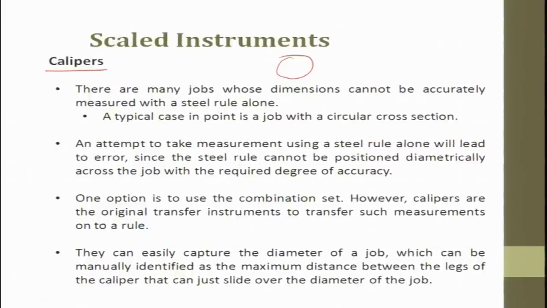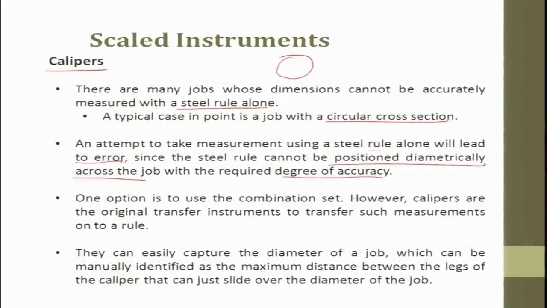There are many jobs whose dimensions cannot be accurately measured with a steel ruler alone. Typically for circular cross section jobs, we cannot use a steel ruler, so then we go for a caliper. The attempt of making measurement using a steel ruler alone will lead to an error, since the steel ruler cannot be positioned diametrically across the job to the required degree of accuracy. One option is to use a combination set. However, calipers are the original transfer instruments to transfer such measurements onto a ruler.